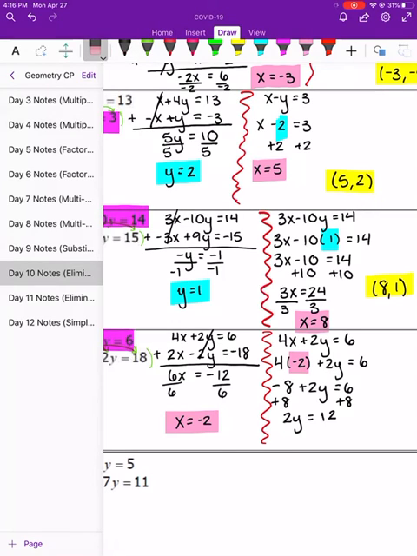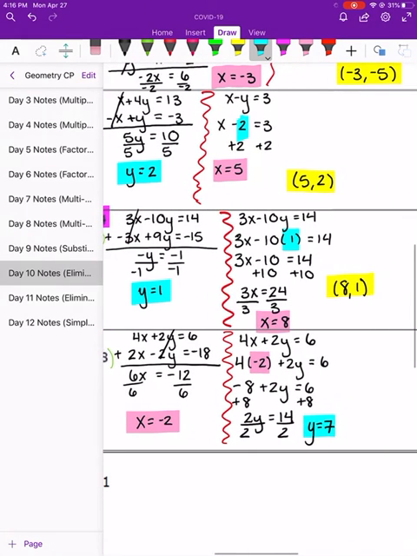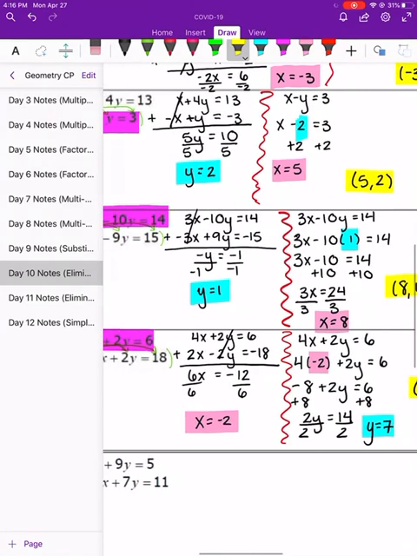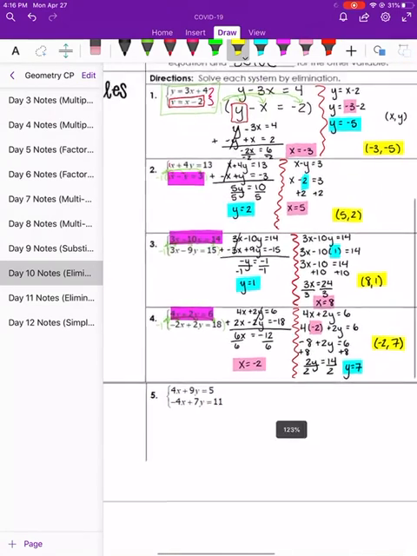I don't know how I got 12 on that. I'm sorry. It's 14. 6 plus 8 is 14. My bad. 14 divided by 2, so y equals 7. So my final answer, x comma y, negative 2 comma 7. That is your ordered pair.